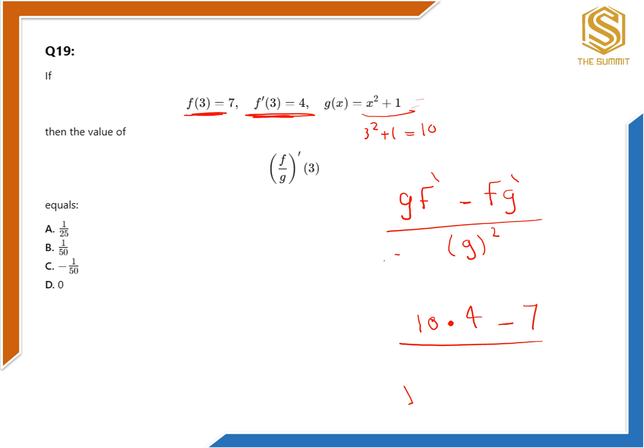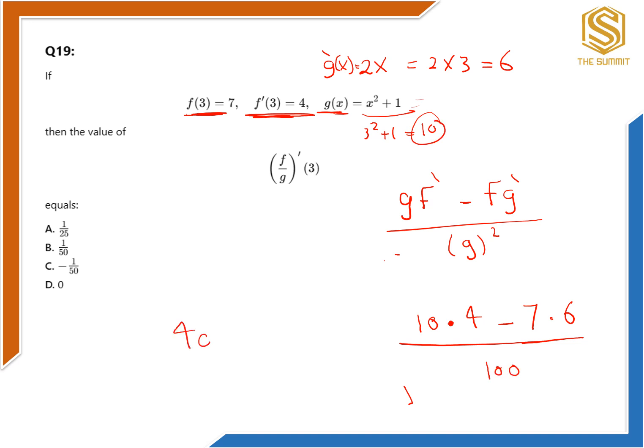Then the derivative of g. Let's take the derivative of g of x. It would be 2x. Then we substitute again. So 2 times 3 give me 6, over the second function power 2. The second function here equals to 10. So 10 power 2 give me 100.